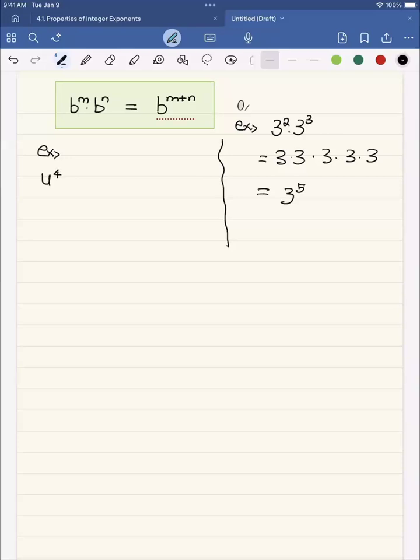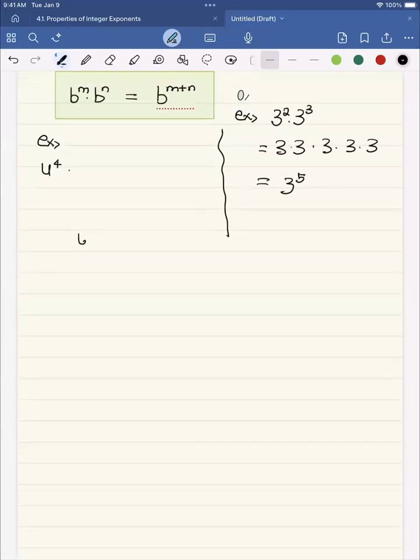If we have an abstract base, then u to the 4th power times u to the 5th power can be written as u to the 4 plus 5 power. Then that is u to the 9th power.